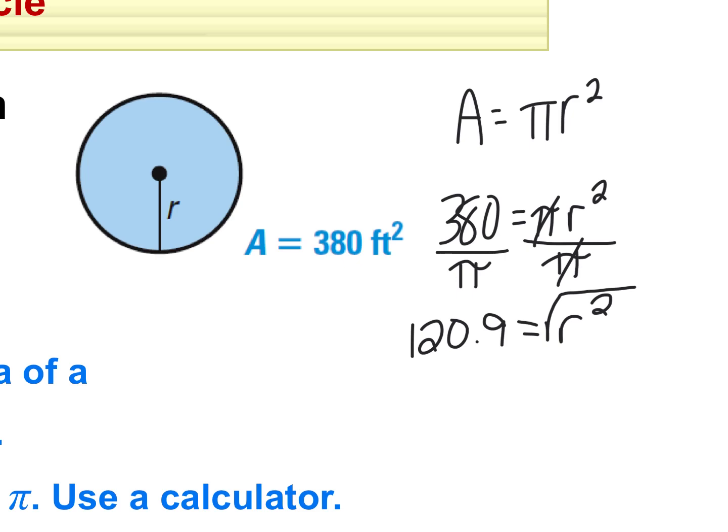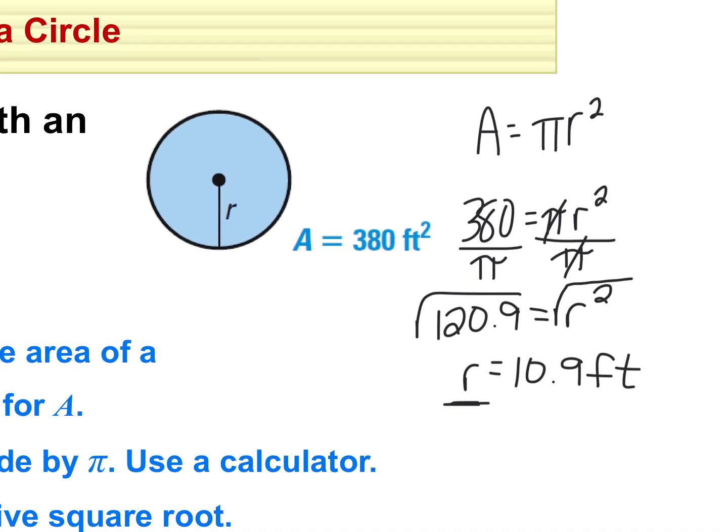Square root. The opposite of a square is a square root. So in your calculator, you're going to take the square root of that number. What do we get? 10.9. What would my label be? Feet. Why feet? Yep, we already know the area. We were just looking for the measure of the radius. Okay. Are there any questions with the area formula?